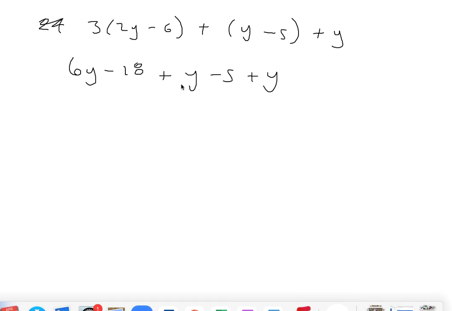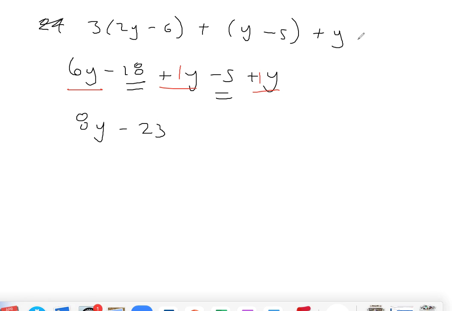So remember, these y's here are like little invisible ones. So we have 6 y's plus 1 y plus 1 more y. And so altogether 6 and 1 and 1 will give us 8 of those y's. And then I have minus 18, so I'm 18 in the hole, and then down another 5 would be minus 23.